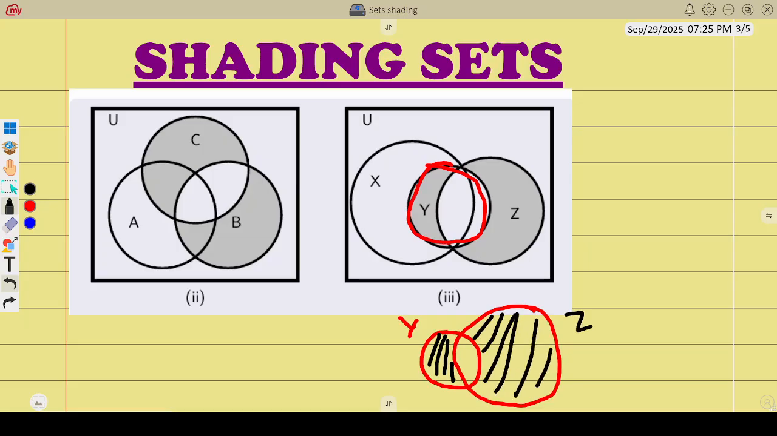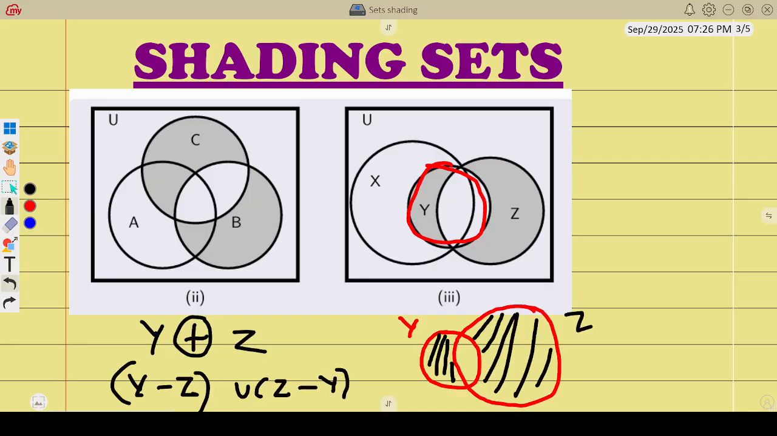Yeah, so from here you can already see that this is y symmetric difference z. They have shaded what is in y, they have also shaded what is in z, but the intersection is not shaded. And then the other way of writing, you can say y minus z. So in short, if you see y symmetric difference z, it simply means y minus z union z minus y. You can just master this if possible. Yeah, so this is the shading which we have there.